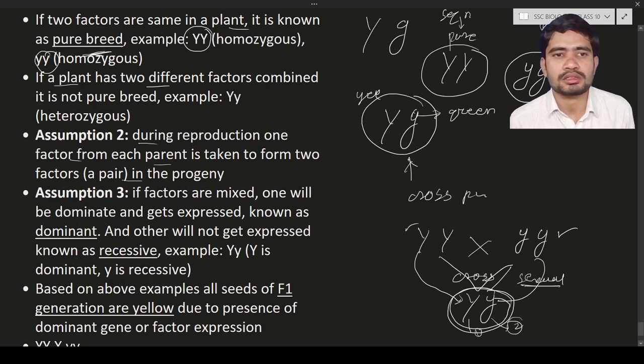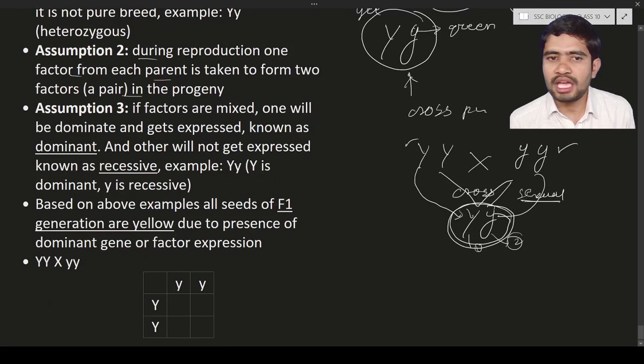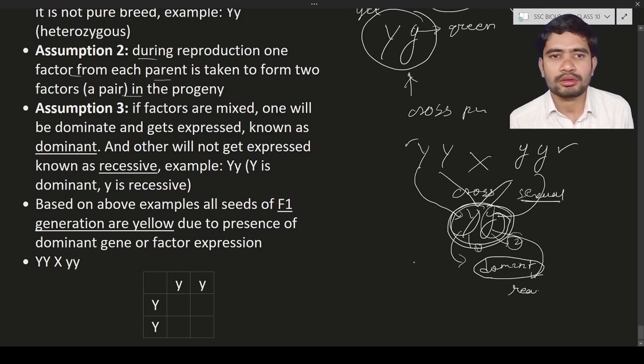In assumption 3, if the factors are mixed, one will be dominant and the other will not get expressed. If you see here, one is capital and one is small. The capital always refers to the dominant, and the second is the recessive. It will not express; it will act as a recessive. What is meant by recessive? It is suppressed by the dominant gene, that is capital Y.